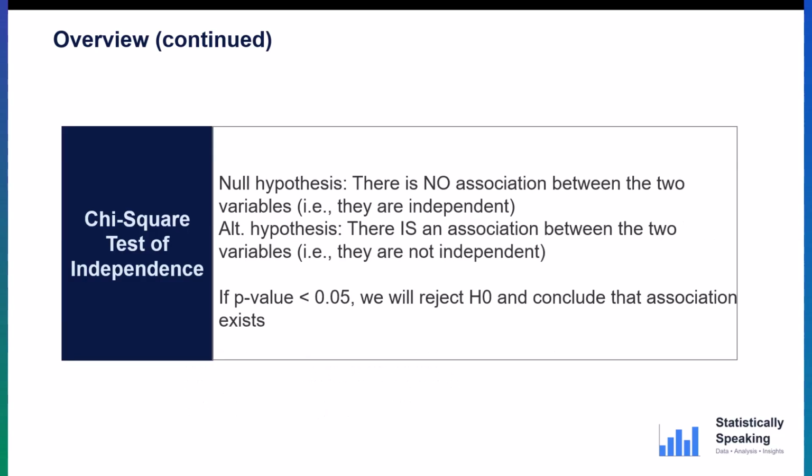Now let's also look at the null and alternative hypothesis. The null hypothesis is that there is no association between the two variables, meaning that they are independent. And the alternative hypothesis is that there is association between the two variables, so they're not independent. At a significance level of 95%, if the p-value is less than 0.05, we will reject the null hypothesis and conclude that association exists. By the way, SPSS does not call it p-value, it calls it the asymptotic significance two-sided, but it means exactly that. It is the p-value.